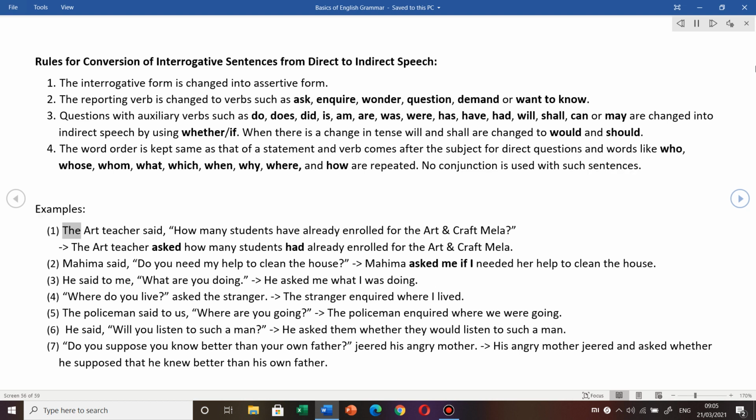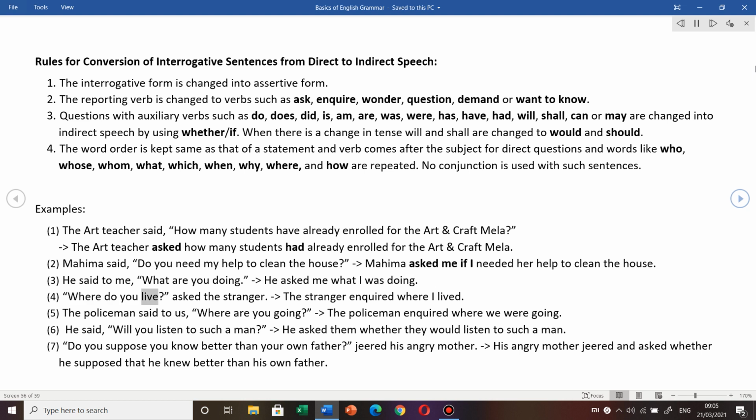Examples. The art teacher said, "How many students have already enrolled for the art and craft mela?" The art teacher asked how many students had already enrolled for the art and craft mela. Mahima said, "Do you need my help to clean the house?" Mahima asked me if I needed her help to clean the house. He said to me, "What are you doing?" He asked me what I was doing.